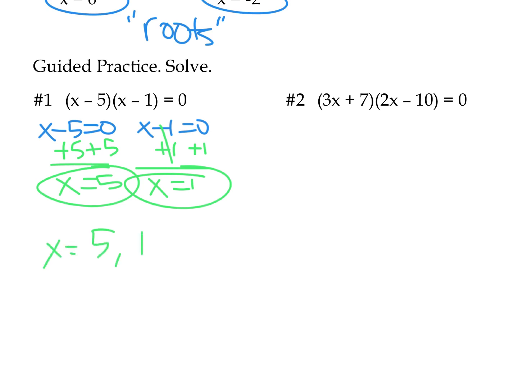X is equal to both those, not parentheses. We're not putting parentheses around it. This is not an ordered pair. Okay, it's not an x comma y. It's two solutions of the same variable. 5 and 1 are both solutions to that equation.